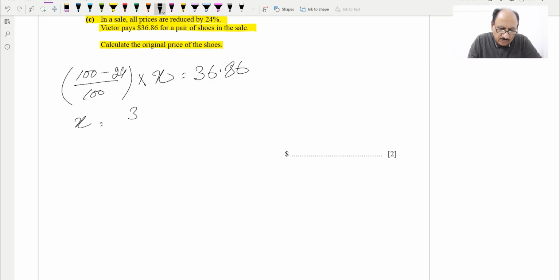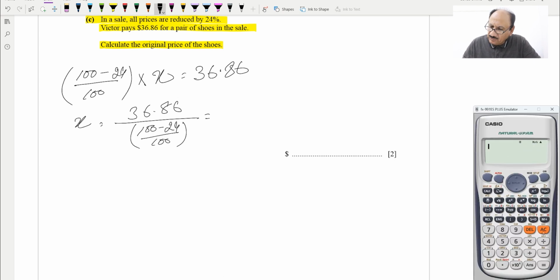Now we can calculate X. This will be equal to 36.86 divided by 100 minus 24 over 100. We have shifted it to the other side, so it will go as the denominator. We can type this: 36.86 over bracket, fraction, 100 minus 24 over 100, closing the bracket, and the answer will be 37 point.